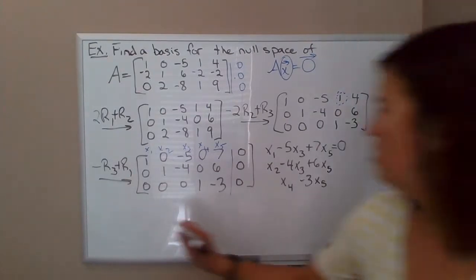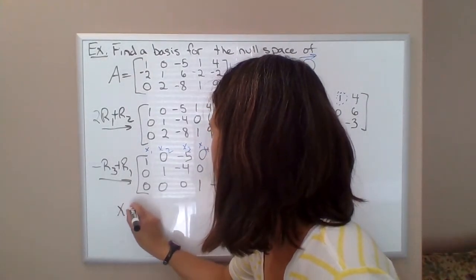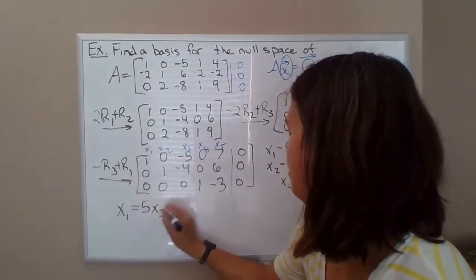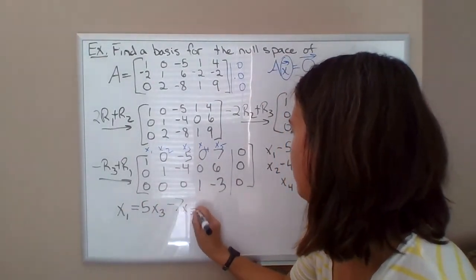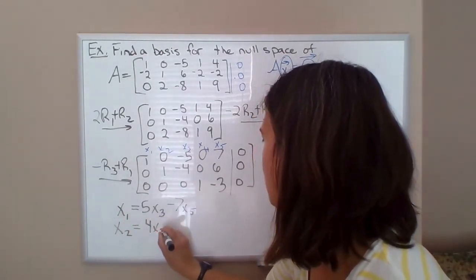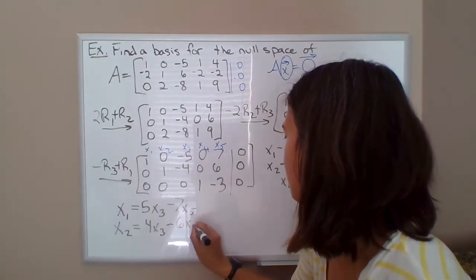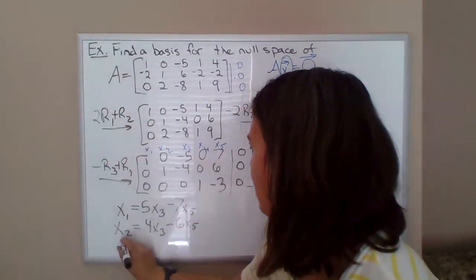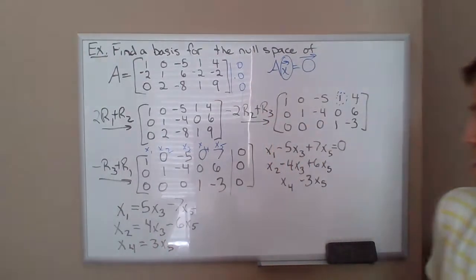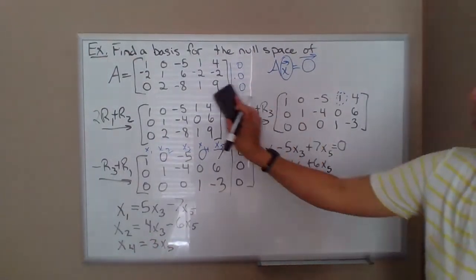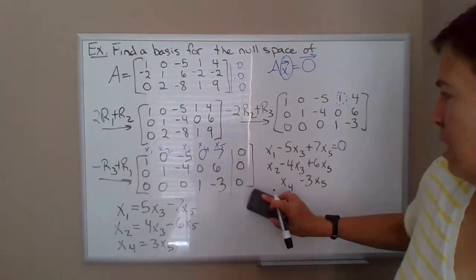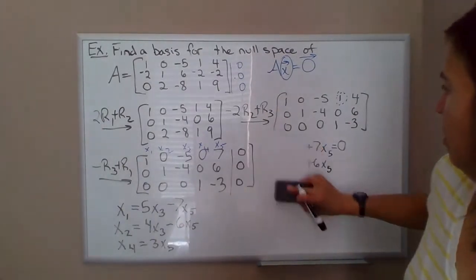So our solution set looks like this. If I solve for x1, x1 is equal to 5x3 minus 7x5. x2 is equal to 4x3 minus 6x5. And then x4 is equal to 3x5. Then I have to get rid of this. I want to keep our reduced form here, I'm going to use that later.